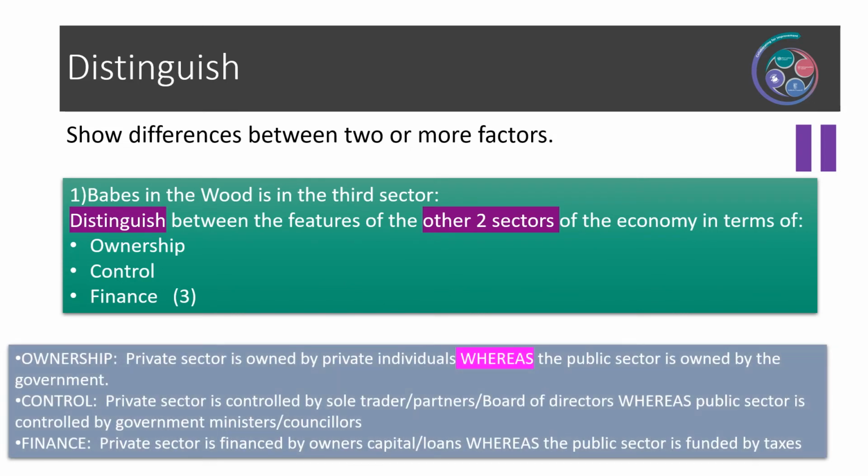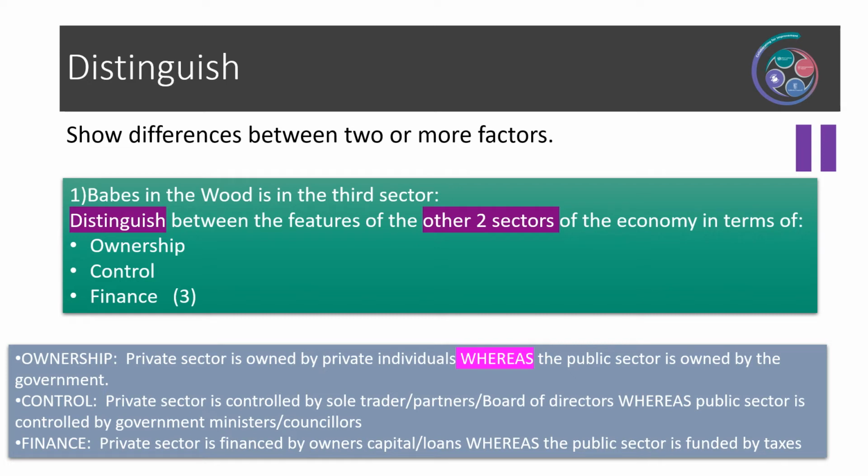So welcome back. Let's have a look at some of the answers. And again, I've underlined the word whereas because that's the technique that you should use. And if it helps, you should use that, underline it in your exam paper. So ownership. The private sector is owned by private individuals, whereas the public sector is owned by the government.